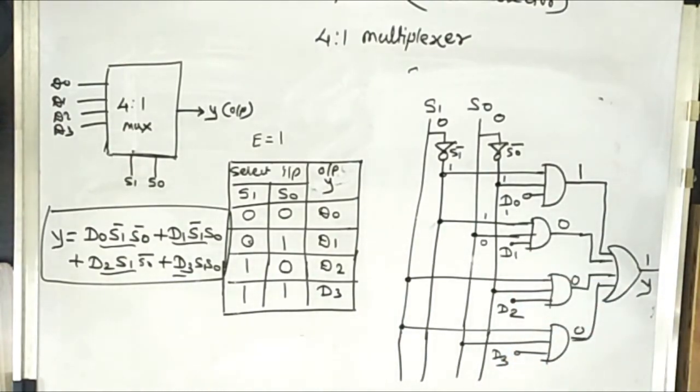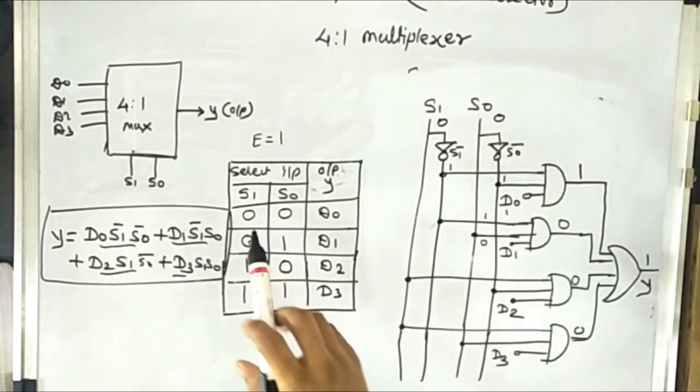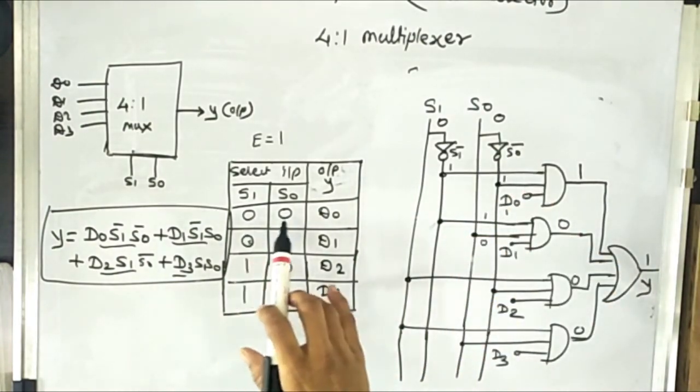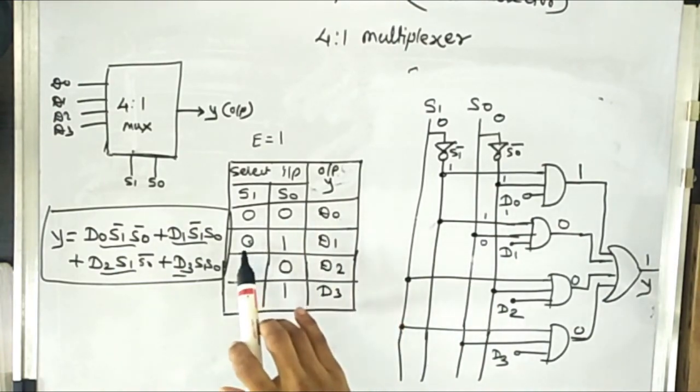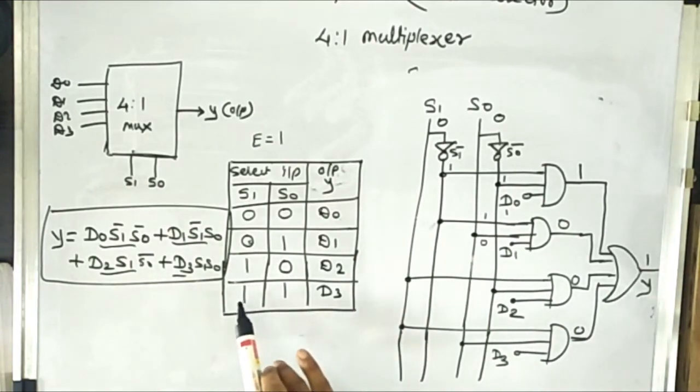So in this way, depending on the status of the select lines, if it is 0 0, D0 is selected, if it is 0 1, D1 is selected, if it is 1 0, D2 is selected, and if it is 1 1, D3 is selected. So this is the 4:1 multiplexer circuit using AND gates.